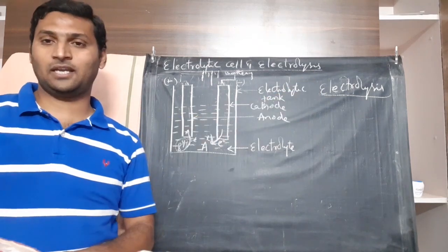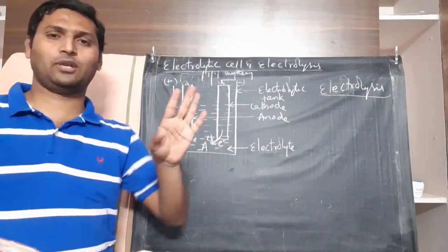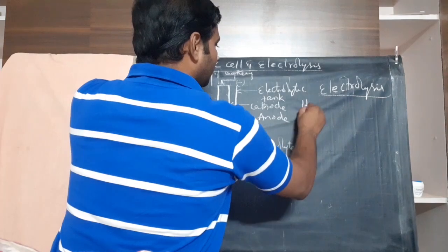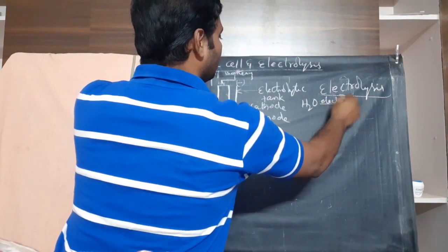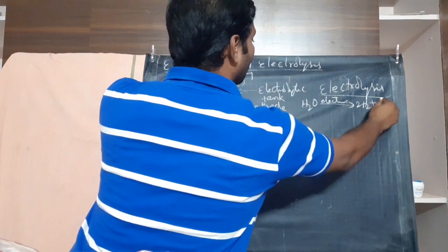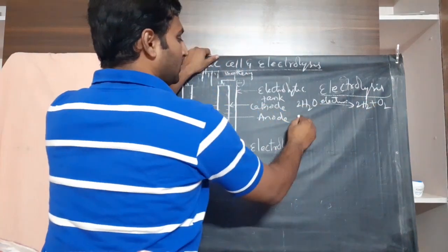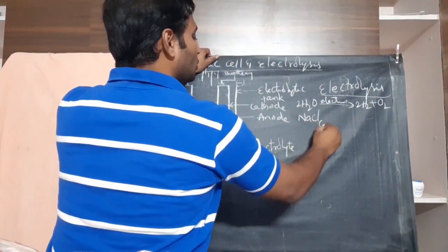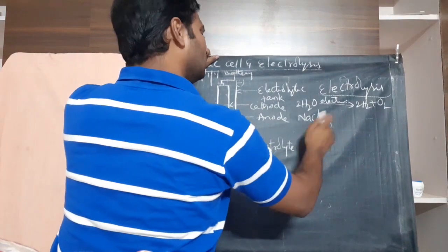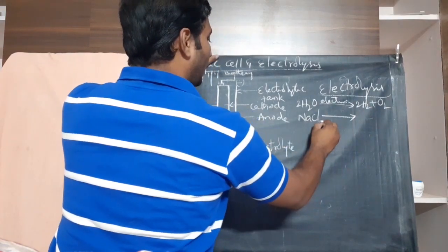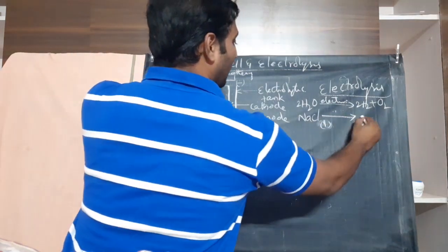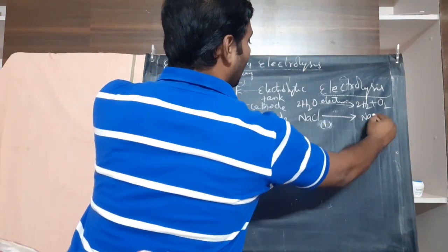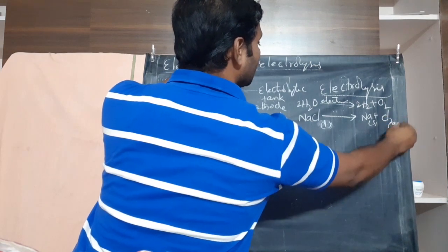What are we achieving here? Let us take two popular examples. One is acidulated water. I am passing electricity, and you are getting hydrogen gas and oxygen gas. The second one is sodium chloride, in aqueous or molten state. Sodium chloride, in liquid or molten state, on performing electrolysis, becomes metallic sodium and chlorine gas.